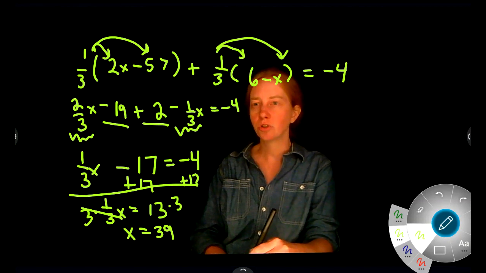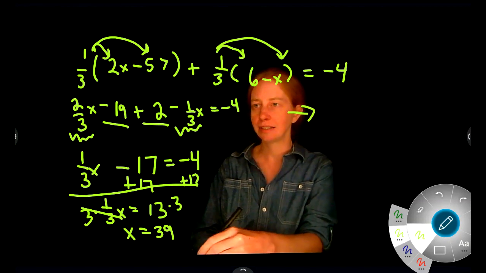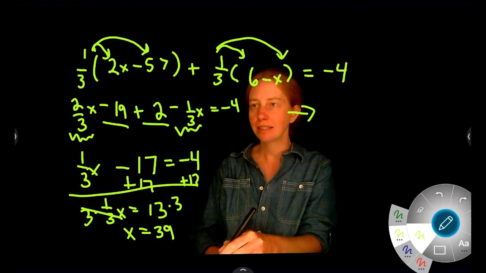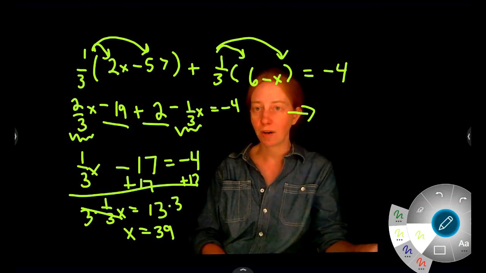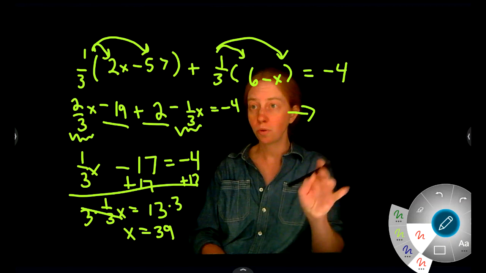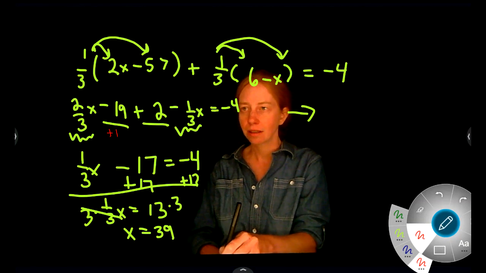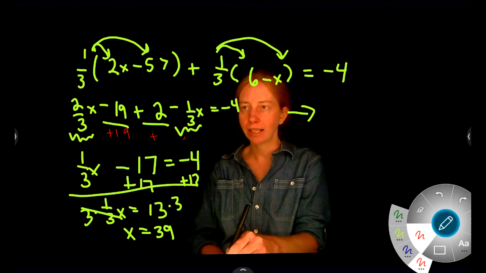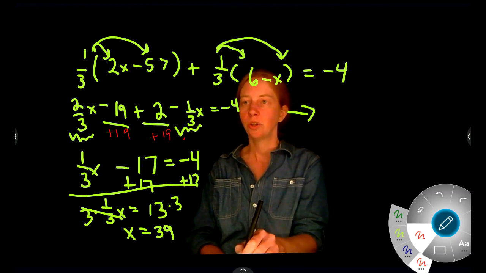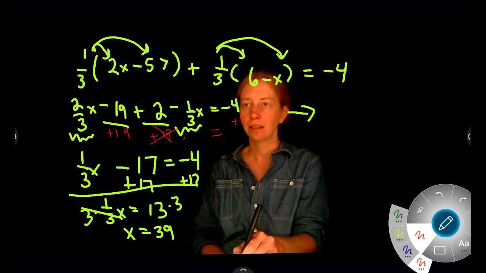Something that I see so often is on a step like this, I see students, and I'm going to actually make this in red. Red means don't do this. I see students see this minus 19 and they start to add this 19 here. And then they add the 19 right here. Don't do that. You have to add the 19 on the other side.